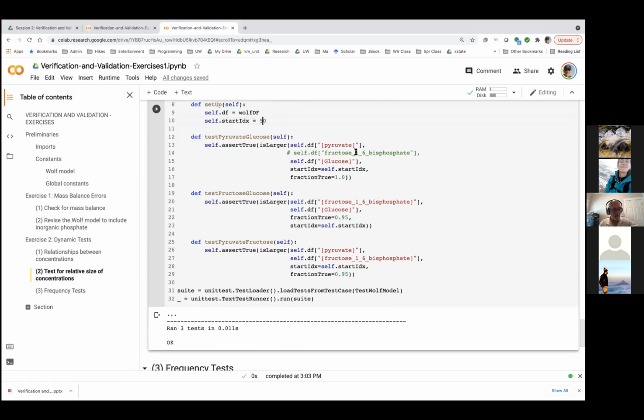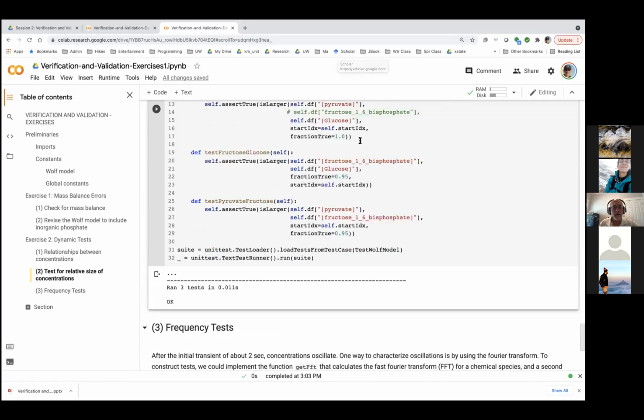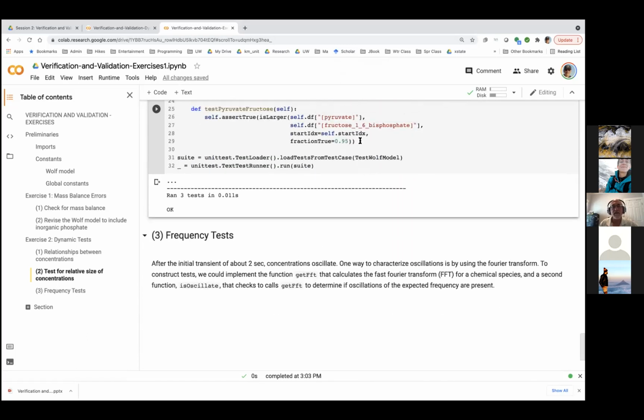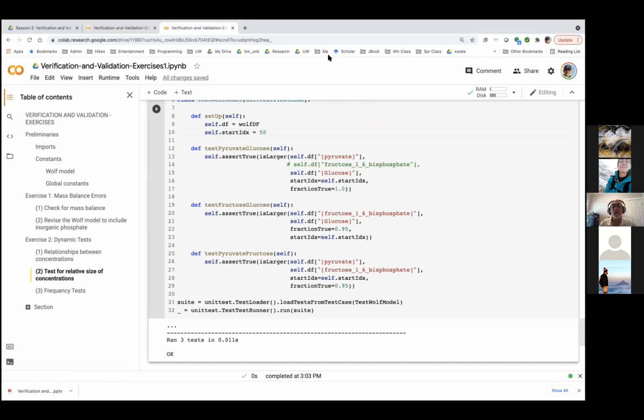Let's see how we're doing on time. Okay, so we're really at time right now. Let me stop here. The last part here was about the frequency tests. We talked a little bit about that before. I see a couple of things in chat. What have we got in chat?